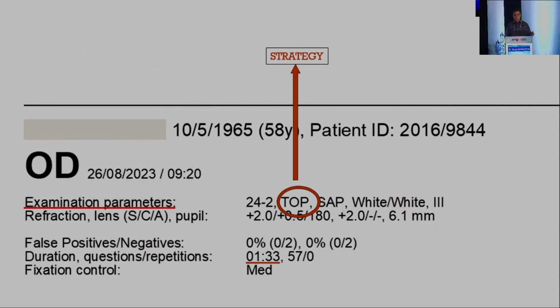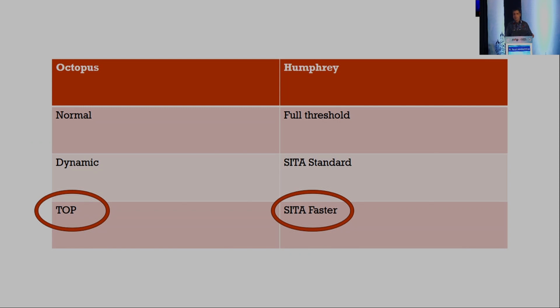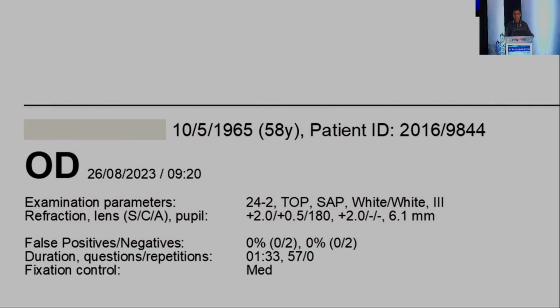Now, if you look at the test strategy, I have employed in this particular patient the top strategy, and you also notice that the time taken is 1 minute 33 seconds. So this is in terms of time taken equivalent to the Sita faster. But unlike the Sita faster, this also tests fixation and also tracks false negative errors. The equivalent to the Sita standard would be the dynamic strategy.